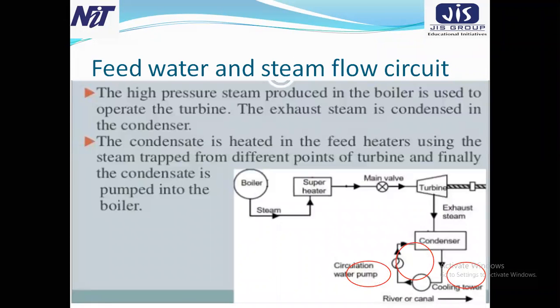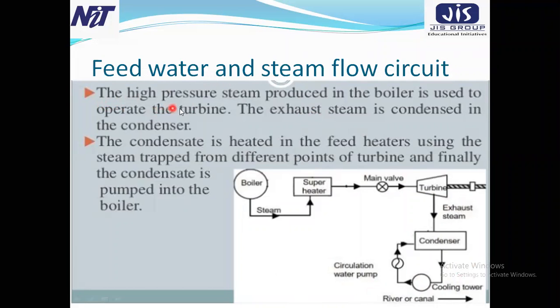Now the feed water and steam flow circuit. If you follow this circuit, you will find that from the boiler the steam is going to the superheater, then through the main valve it is going to the turbine, and from the turbine the exhaust steam goes through the condenser. It's a circular path: through the cooling tower, again through the circulation water pump, it is coming to the condenser. So this is the whole process of the feed water and steam flow circuit.